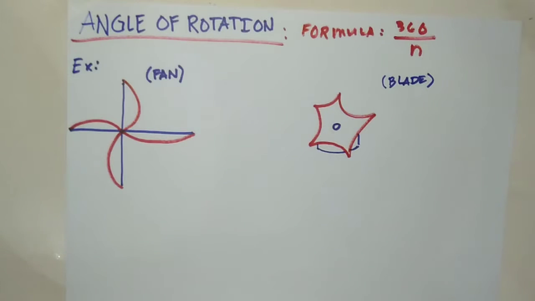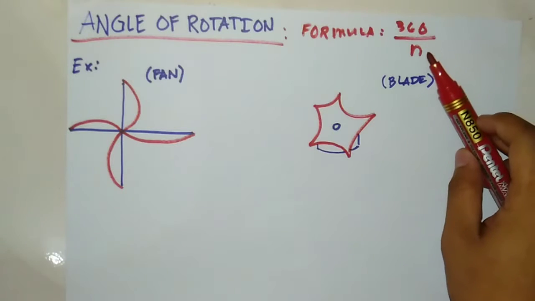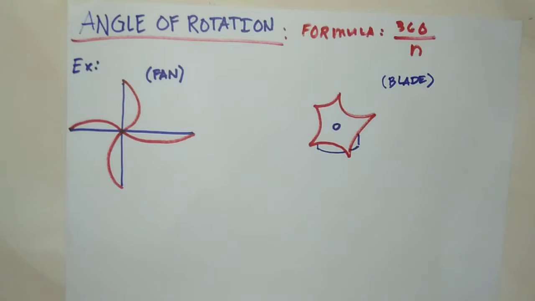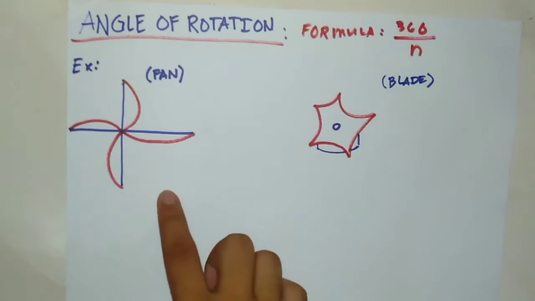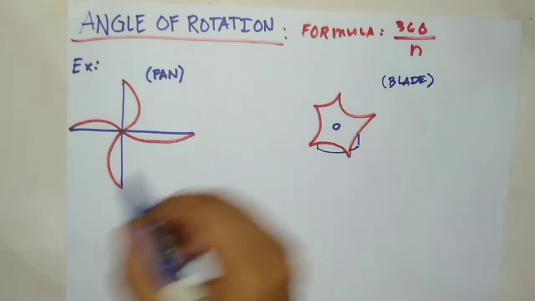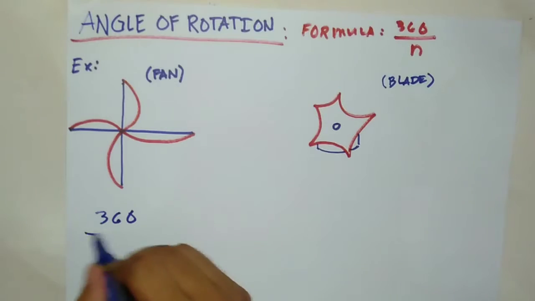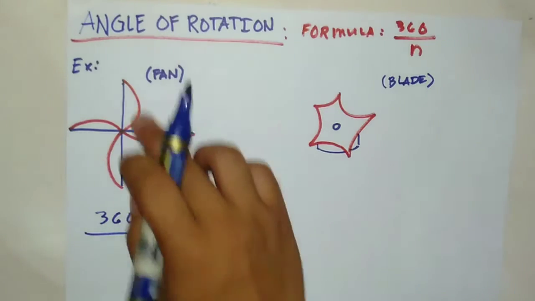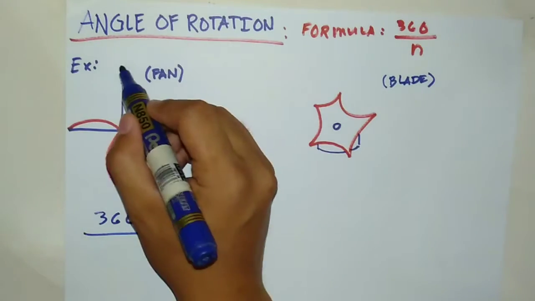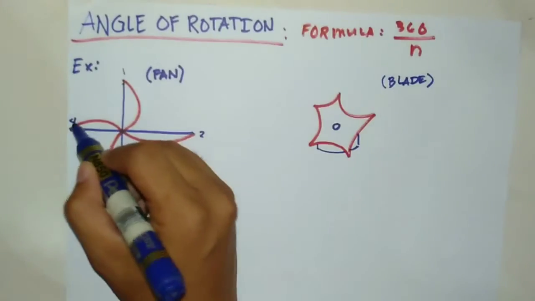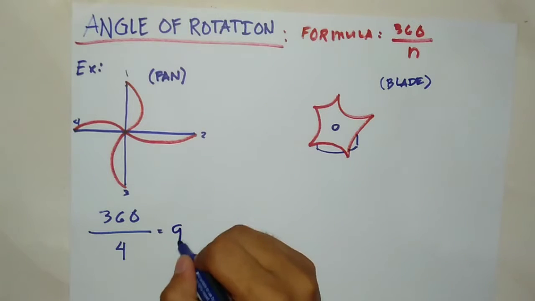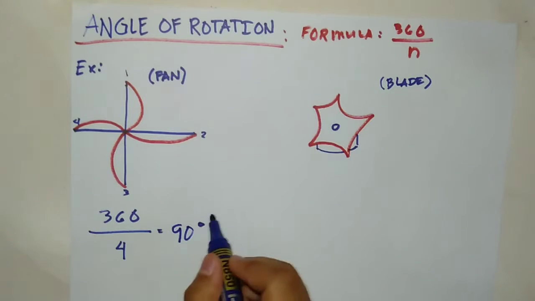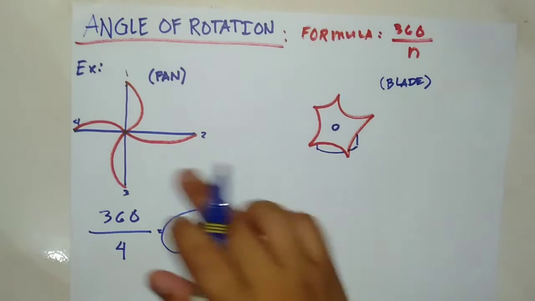So for angle of rotation, we have a formula: 360 over n, where n is the total number of sides of an object. For the first example, the figure of a fan, we will use the formula 360 over the total sides of this fan, which is 4: 1, 2, 3, and 4. 360 over 4 equals 90 degrees. So this is the angle of rotation of a fan.